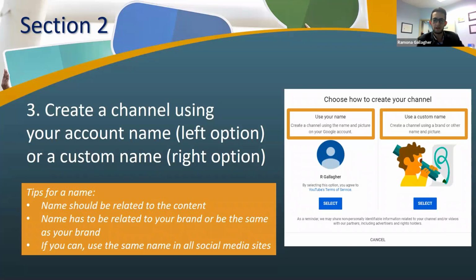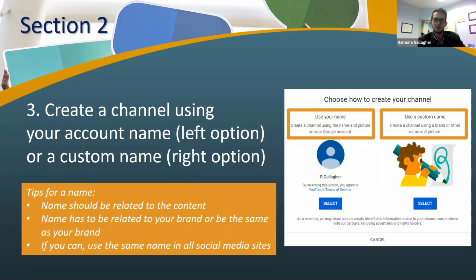Now, when you are choosing a name for your YouTube channel, you need to keep in mind 3 key elements. The first one is that your name should be related to your content. So, if you're talking about cars, you're not going to have a name related to motorcycles because it doesn't really give people a sense of what you're doing.